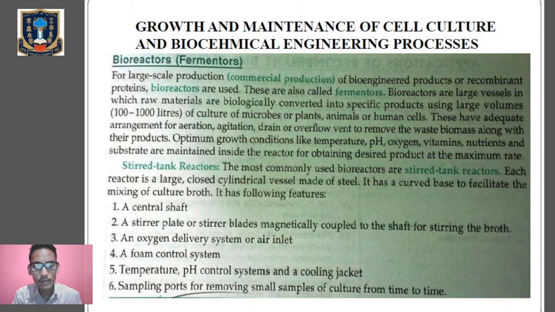Clear? Number three, we can see the oxygen delivery system for the air inlet, from where the air can enter inside the bioreactor. A foam control system is there. We have temperature and pH control systems, a cooling jacket, and sampling ports for removing small samples of culture from time to time. These are a few features of the stirred tank bioreactor.